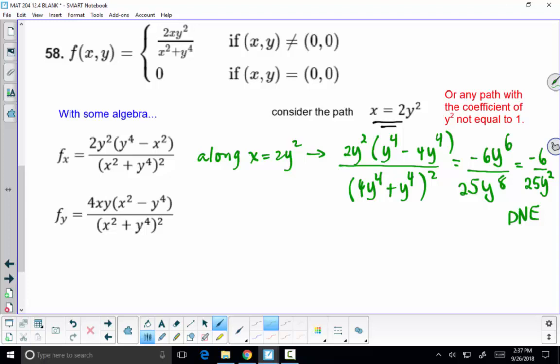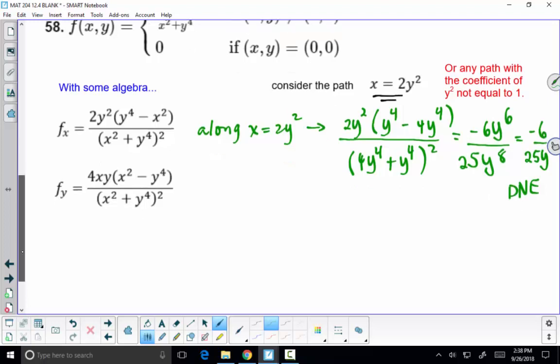No, I'm saying for f sub x and f sub y. Right, yeah, so it's possible that this does exist along that same path. It's possible. In this case, it won't, though. We'll have the same thing. Okay, so the two partials are not continuous, so therefore the function is not differentiable.